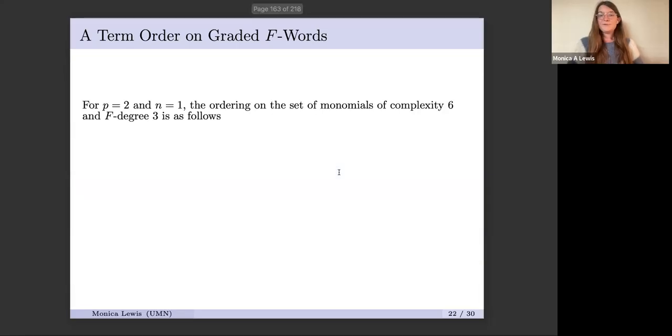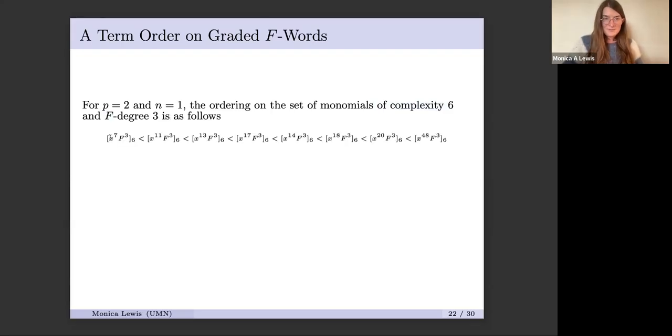Okay, so let's look at an example. If p is equal to 2 and n is equal to 1, we can order the monomials of complexity 6 and F degree 3. So we're assuming that you've tied on complexity and F degree, and now we have to break ties somehow. It's going to look a little weird if you write it out in base 10: x to the 7, x to the 11, x to the 13, 17, 14, 18, 20, 48.